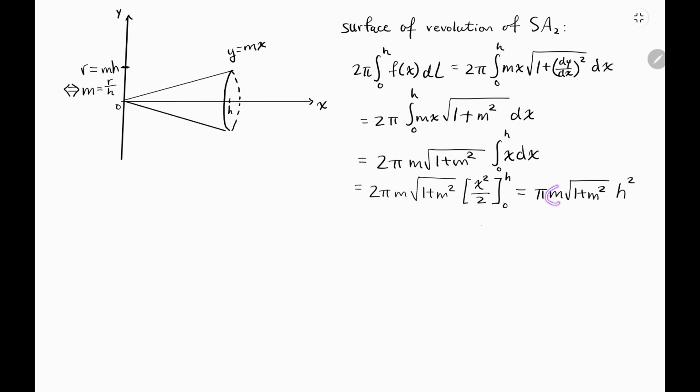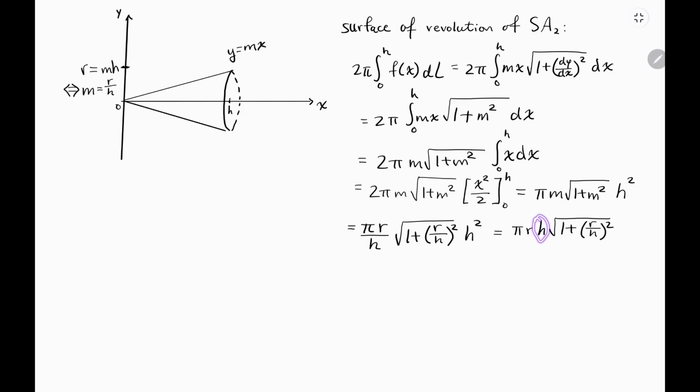Now you see right here that I have this m, and I don't really want that. I want to write it in terms of stuff I know, for example, the radius and the height. Which is going to be pi r over h square root of 1 plus (r over h) squared, once I substitute r over h into m. And now this h and one of these h's will cancel out, so I get pi r h root of 1 plus (r over h) squared.